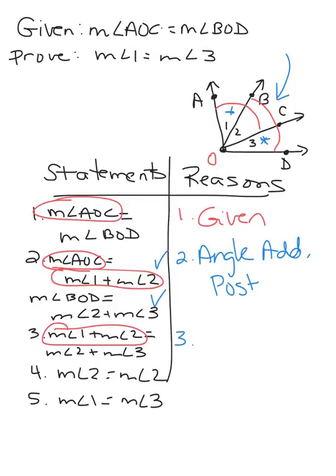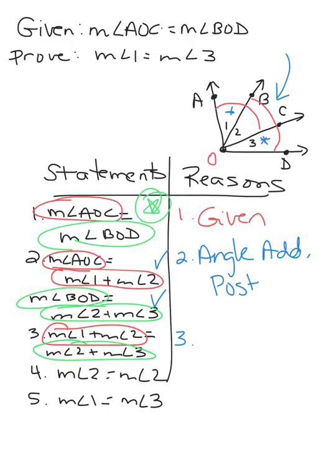And if I continue, look at the other side, I have the measure of angle 2 plus the measure of angle 3. And again, if I go back, that's the same as the measure of angle BOD. So if I start with statement 1 and use statement 2 and move things around or replace, then I'm actually coming up with statement 3. And when I'm moving things around in algebra, I'm substituting. So this is substitution, property of equality.